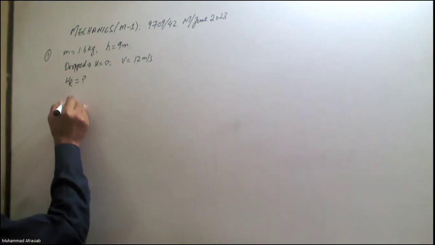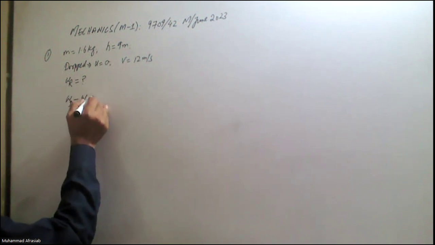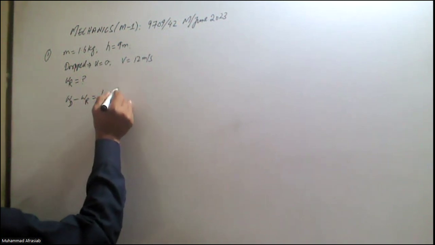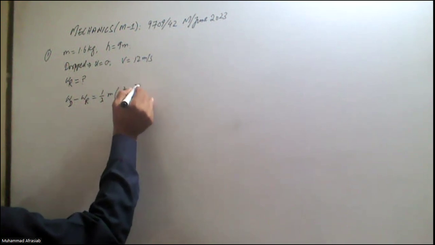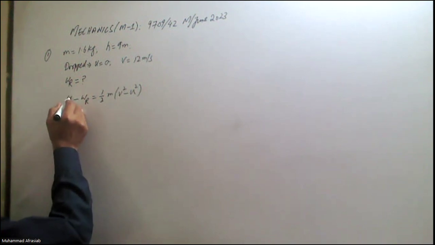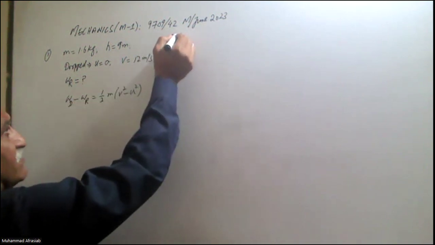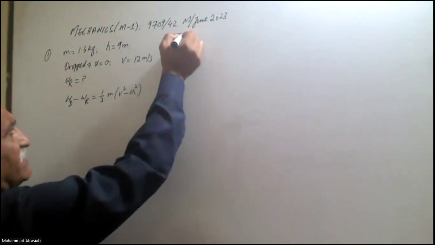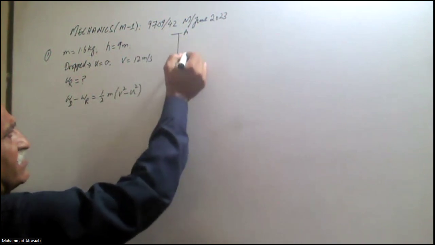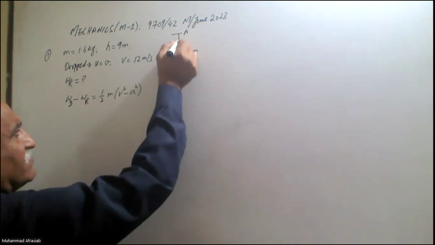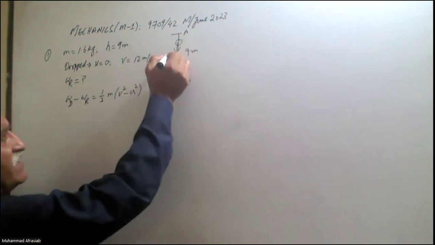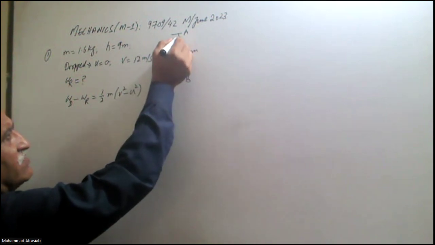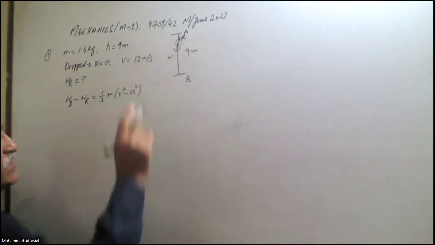We know from the work energy principle that work done by driving force minus work done by resistive force is equal to change in kinetic energy of the system. But work done by the driving force is the weight of that particle, which is dropped from the height A towards B of length 9 meters, coming downward. So here the weight is going to act, and here the air resistance or resistive force is going to act on that particle.